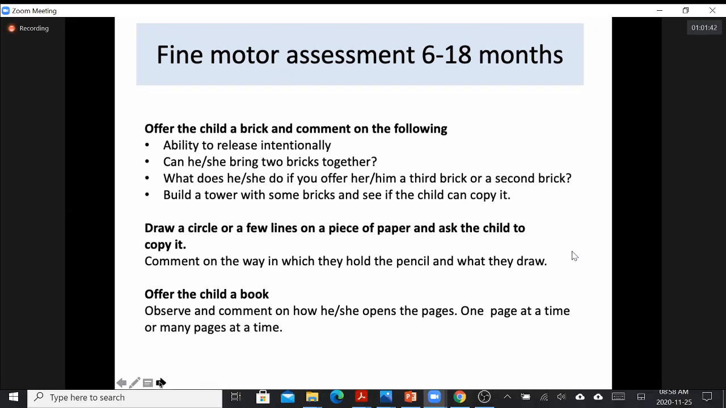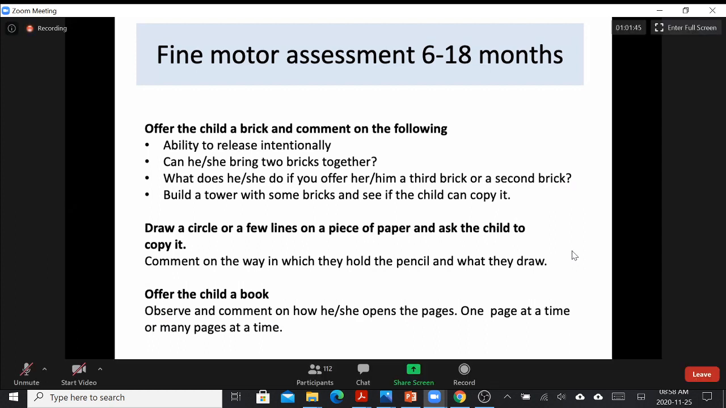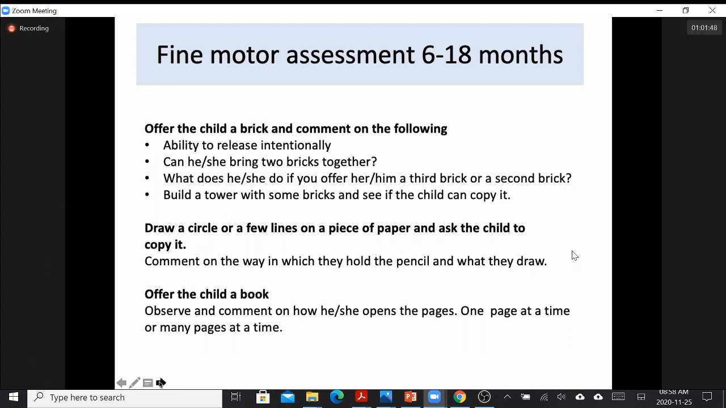With regard to fine motor assessment, we can also offer the child a brick. Brick means a building block or something like that, the stuff that we did with blocks. Is the child reaching out, is he getting it, is there palmar grasp, is he able to release it? So first thing is getting it, next thing is releasing. Can he bring two bricks together from either hand? What will he do if you offer a third brick? When we build a tower, can he copy it? There are a lot of things you can do with blocks. So that is one of the important things you should have with you when you are doing a development assessment on a child.